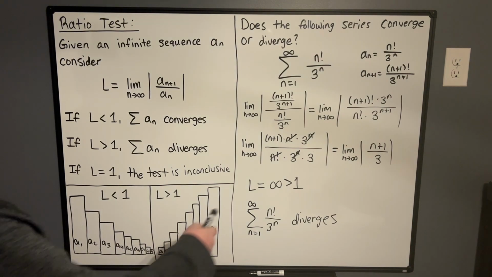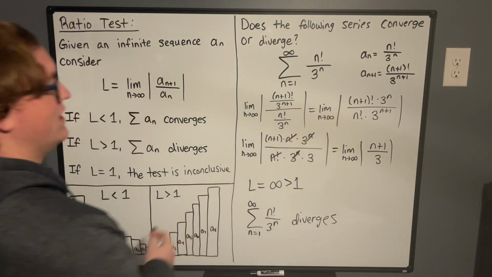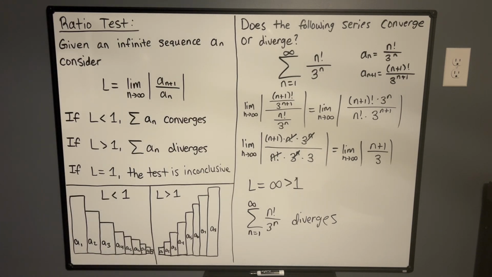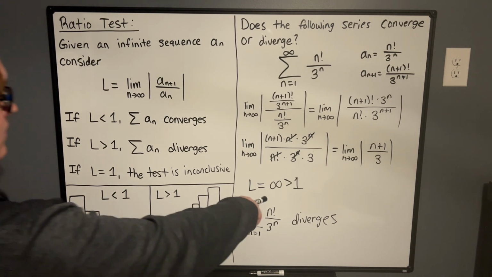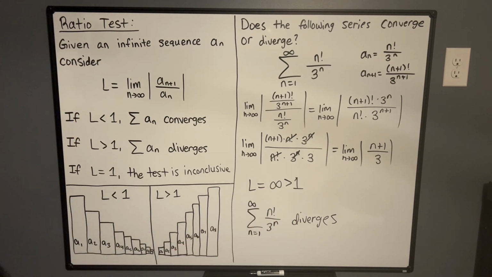Again, the whole thing is just identifying your a sub n plus 1 and your a sub n. And then from that, it's just algebra to get the rest of it. And then you have to take the limit at the end. But yeah, we got that the L goes to infinity, right? That's greater than 1, so the series diverges. All right, let's go ahead and look at one more example.